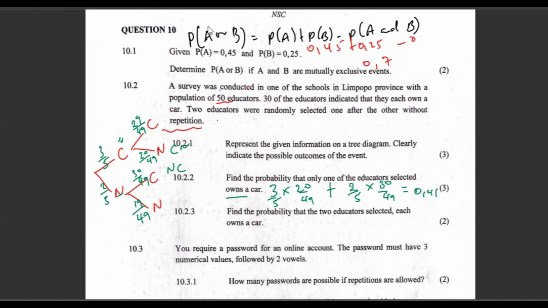Find the probability that 2 educators selected each own cars. So we want CC. So it's 3/5 times 29 over 49. And that is going to be 0.36. All right, and then 10.3.